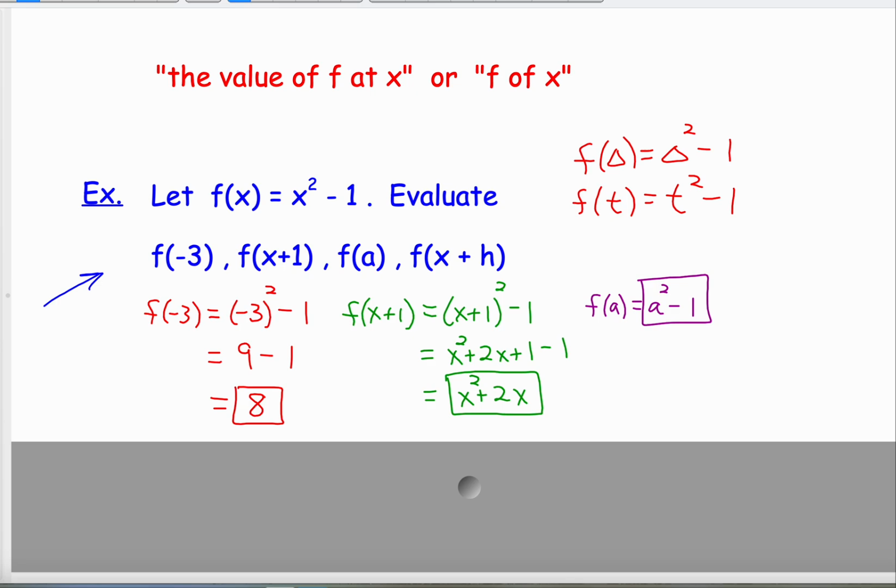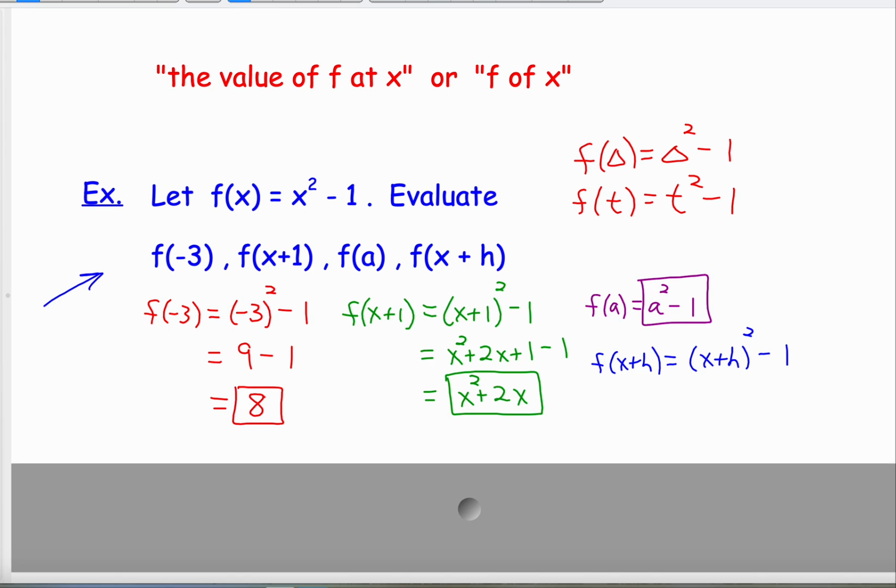What is f of x plus h? Well, I need to square the input, x plus h squared, and then subtract 1. Now when I square x plus h, just like I did before with the x plus 1, I'm going to distribute x plus h times x plus h, and I'm going to get x squared plus 2xh plus h squared, and then don't forget subtract 1. There's no like terms here, so that's as much as I can do, and that's your answer.